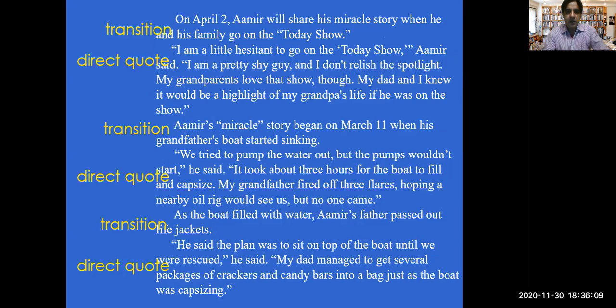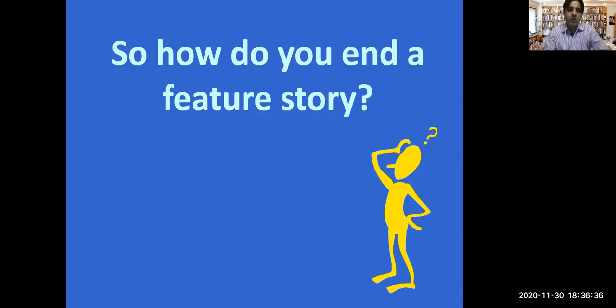Transition number 1: on April 2, Amir will share his miracle story when he and his family go on the Today Show. There is a direct quote, then there is a transition. Amir's miracle story began on March 11 when his grandfather's boat started sinking. Then again a direct quote, then a transition with new information: as the boat filled with water, Amir's father passed out life jackets. Then another direct quote, and so on.